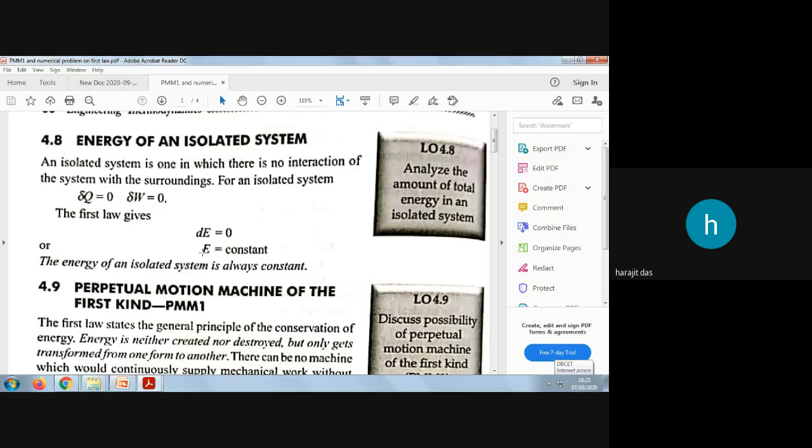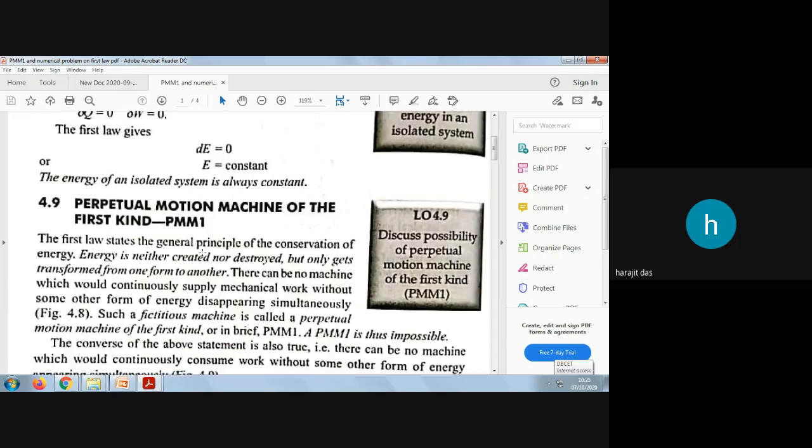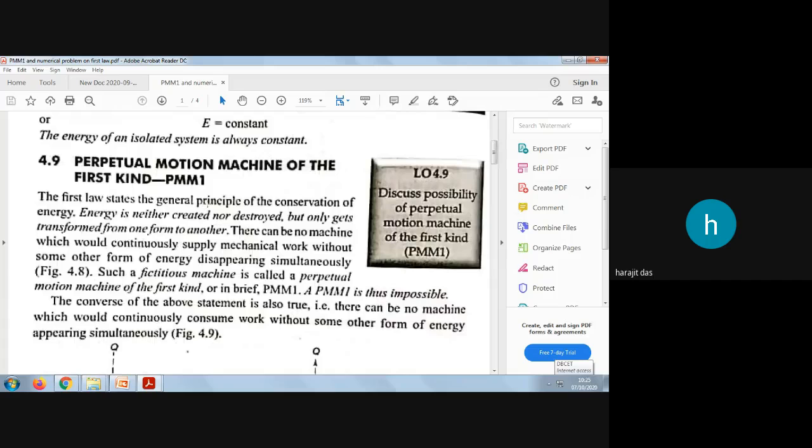So what is E? E is the total energy. Now there is one important terminology actually, that is PMM. PMM means perpetual motion machine.